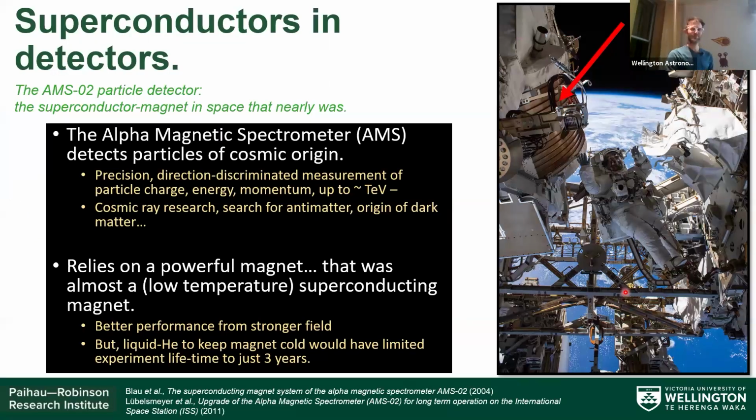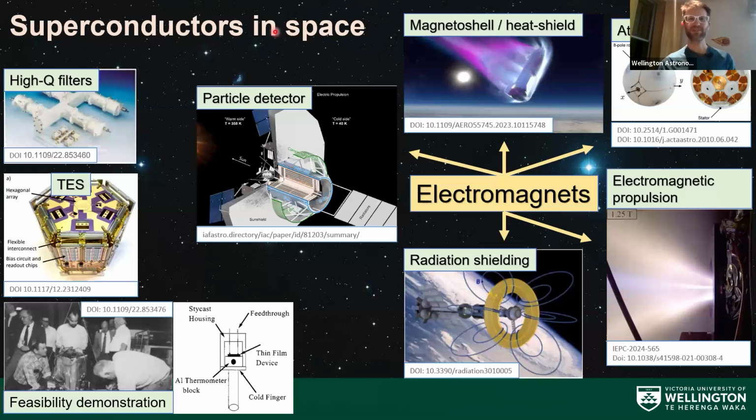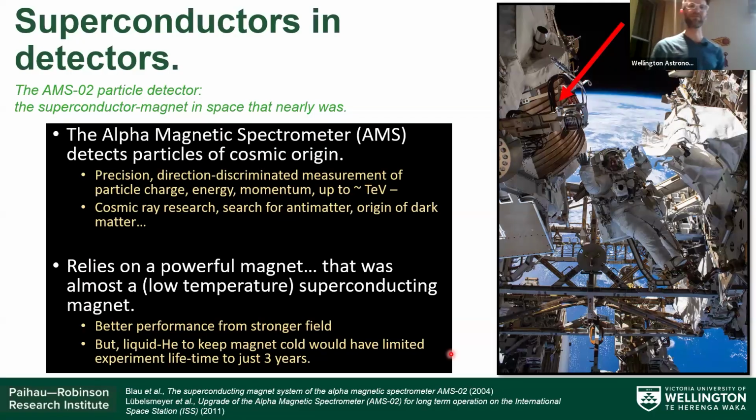Okay, so I wanted to talk about basically these two, because this is where there's a little bit of overlap with astronomy, and I thought it'd be fun to talk about it. The first is using superconductors in detectors, and I want to talk about the AMS-02, which was the superconductor magnet in space, which nearly was.